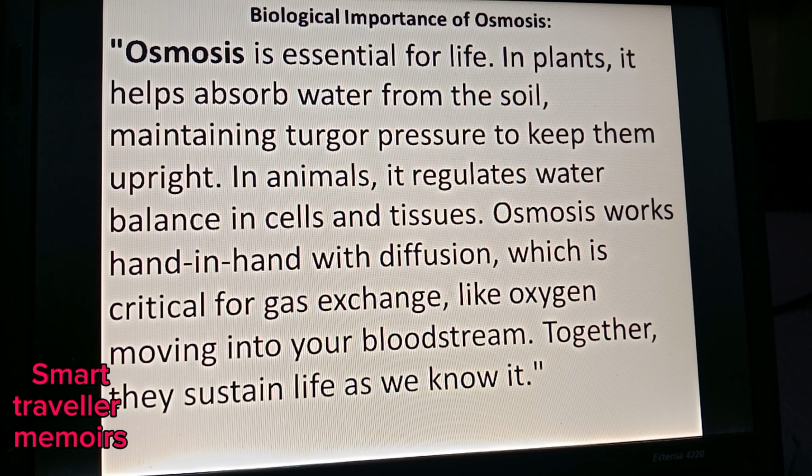Osmosis is essential for life. In plants, it helps absorb water from the soil, maintaining turgor pressure to keep them upright. In animals, it regulates water balance in cells and tissues. Osmosis works hand in hand with diffusion, which is critical for gas exchange like oxygen moving into your bloodstream. Together, they sustain life as we know it.